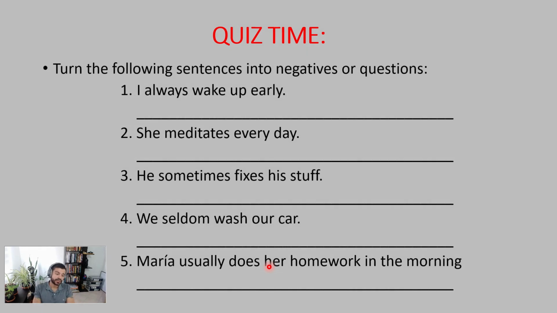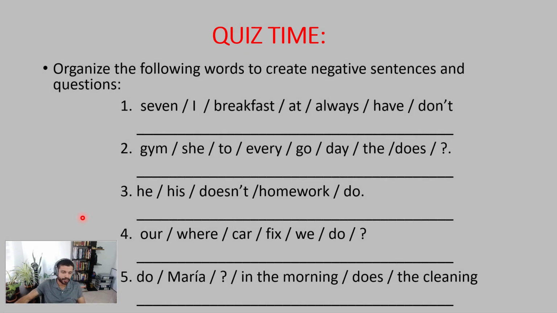Here's the quiz of today. The idea is to turn the following sentences into negatives or questions. If you need help, you can go back in the video and watch the explanation again. It doesn't matter if you decide to create a negative or a question, just do the exercise. And here is the second part of the activity. So feel free to stop the video here while you solve this exercise. Also, pause the video here because in the next slide we have the bonus of today.